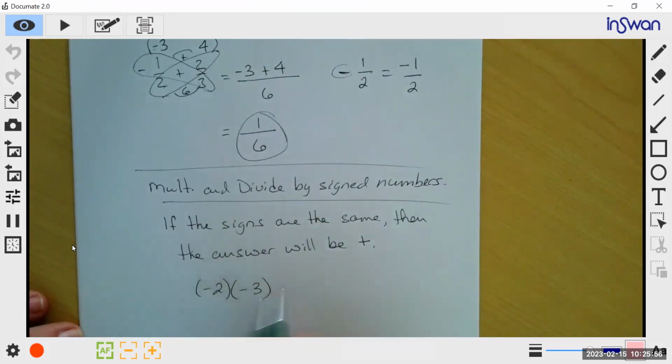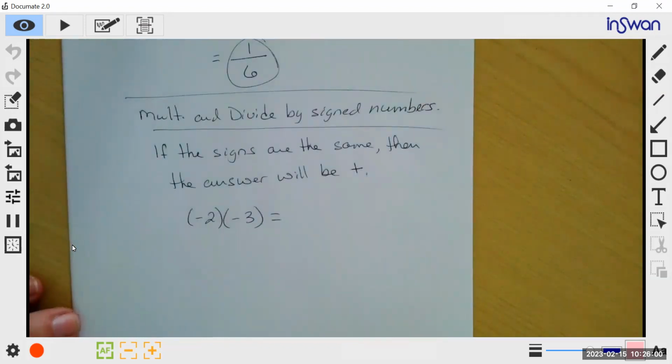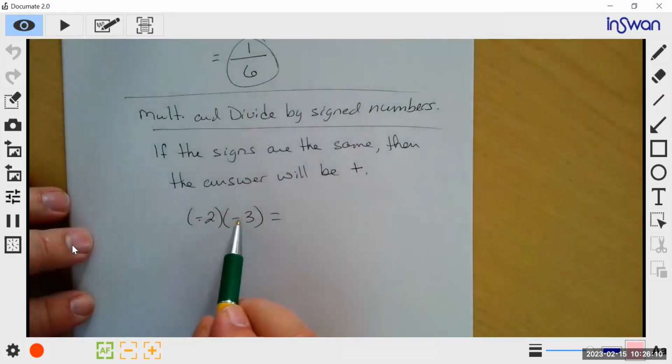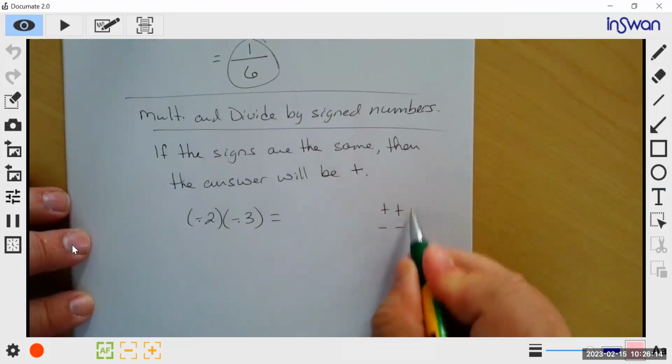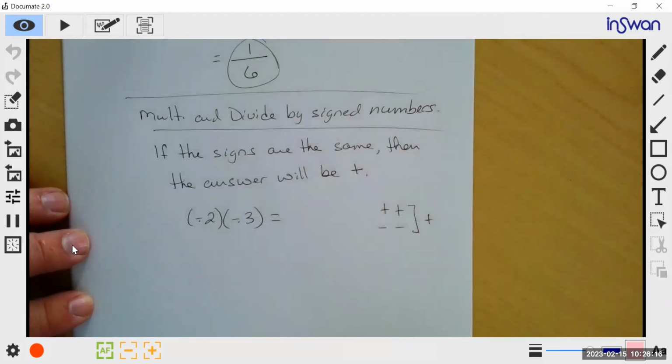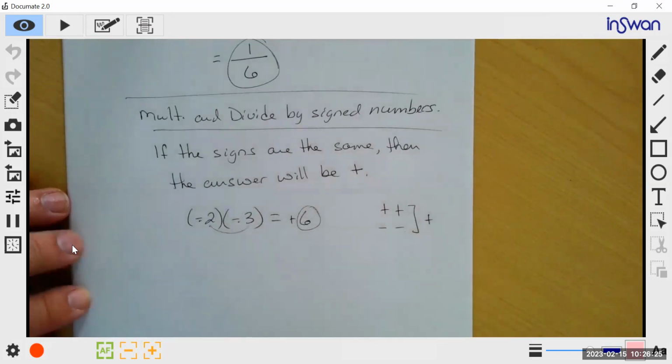-2 times -3. Again, as I said, always treat the signs and the numbers separately. Negative times negative. Remember what I said earlier: if the two signs are the same, it becomes positive. So negative becomes a positive. 2 times 3 is 6. So the answer is positive 6.